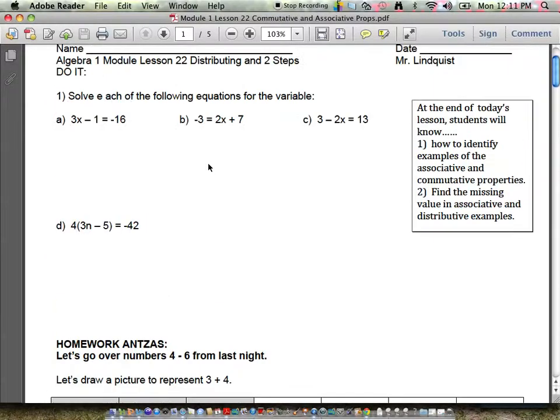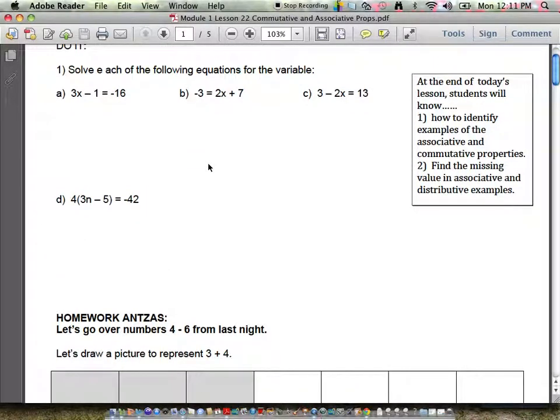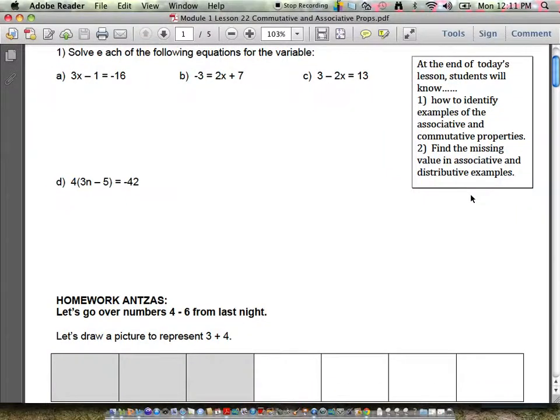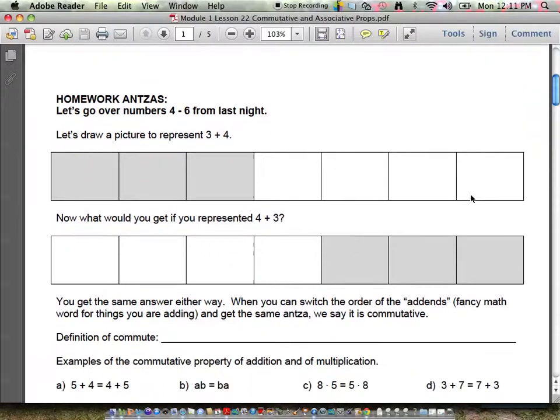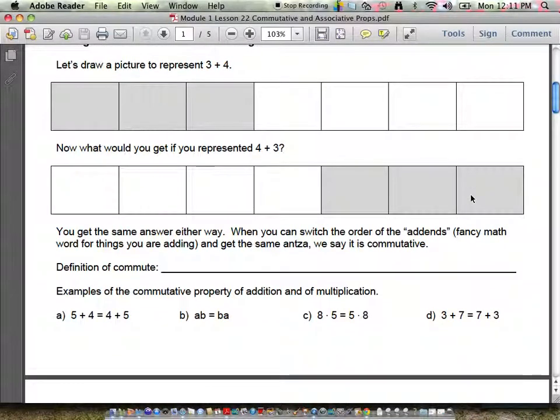And what are we going to learn today in class? It's always in the same place. What are we going to learn? It's on the board if you want to look. Yeah, how to identify examples of associative and commutative properties and find the missing value. So today is all about properties, and I think if you understand the English language and you have a decent command of vocabulary, you're in pretty good shape.